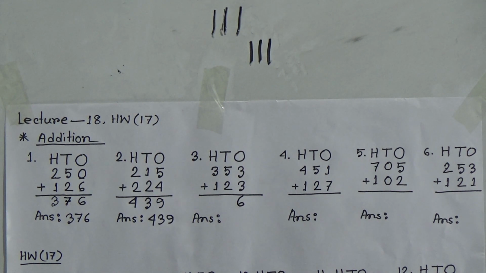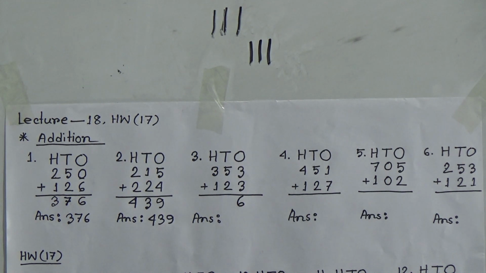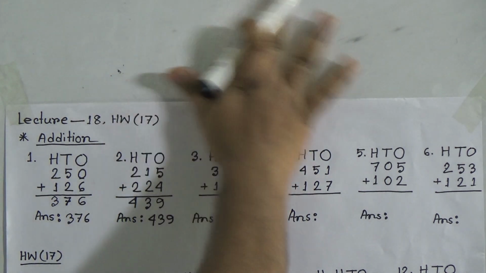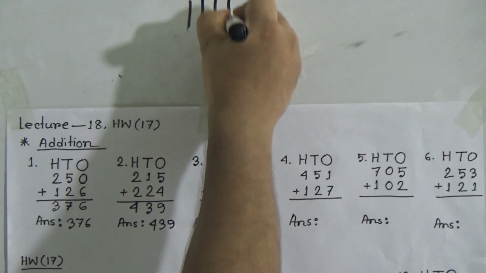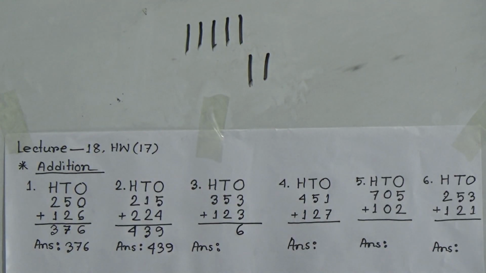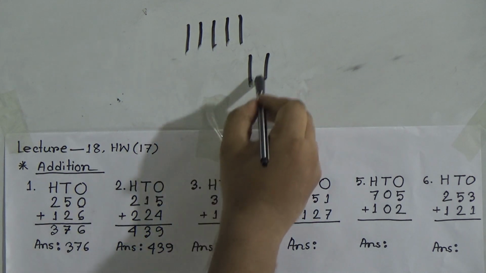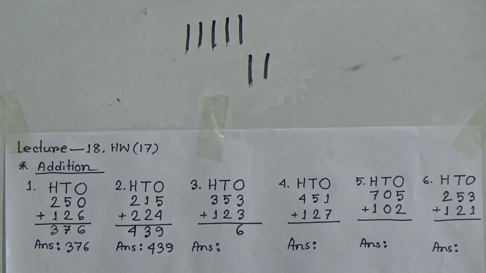Now my dear students, we shall go to our next place, that means the tens place. Here we add 5 with 2. If we add 5 with 2, then we get what? For 5 we draw 5 sticks: 1, 2, 3, 4 and 5. For 2 we draw 2 sticks: 1, 2. Now count: 1, 2, 3, 4, 5, 6, 7. So if we add 5 with 2, then we get 7.